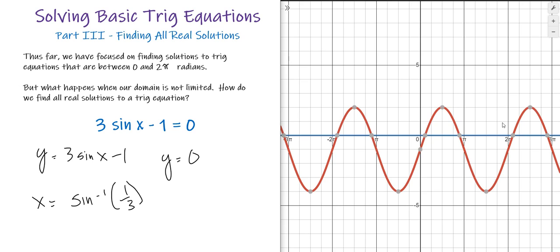So recall when we were doing the graphing that the base sine and cosine functions have a period of 2 pi. So that means that once we figure out what those first two values are, those first two x values, now all we have to do is add multiples of 2 pi to each of those to get all of our solutions.